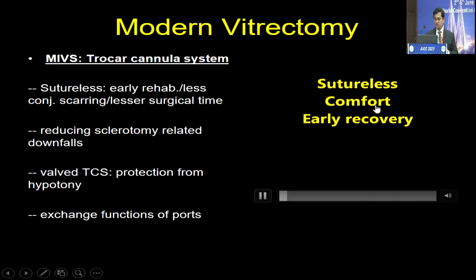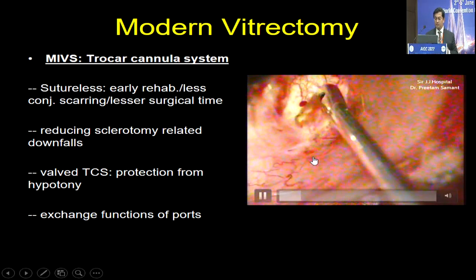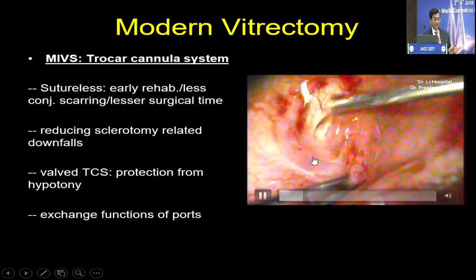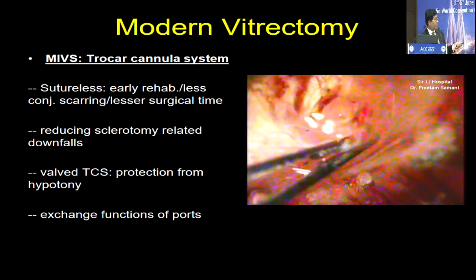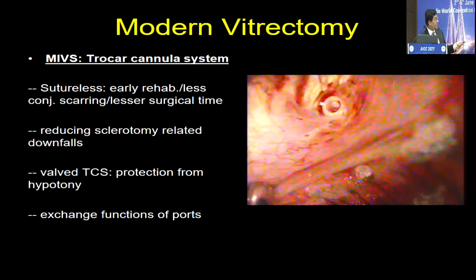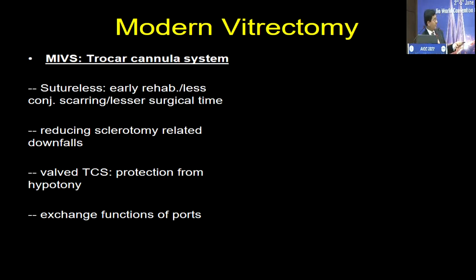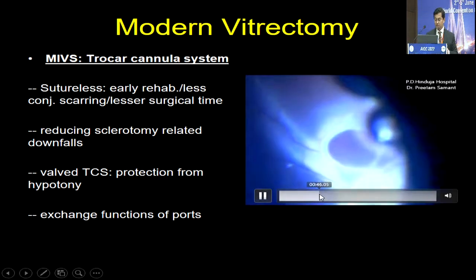So the advantages of sutureless vitrectomy, where you have a trocar cannula system. Now this is a video from olden times, from 15 years back, where we made these 20 gauge sclerotomies, and at the end of the procedure we had to clear the vitreous from the sclerotomy to achieve a free flowing sclerotomy. If you didn't do this, then you would end up with iatrogenic breaks. You could have sclerotomy related complications like this.